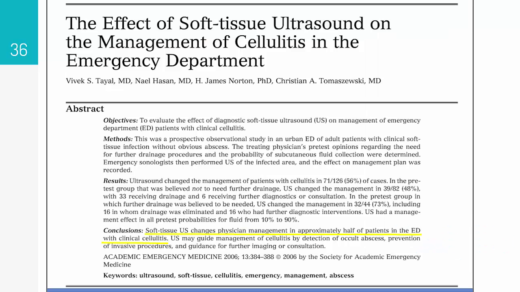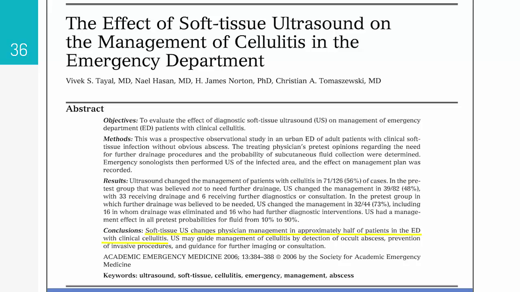Medicine has been diagnosing and treating soft tissue infections for years without the aid of ultrasound imaging, so why should we use ultrasound for soft tissue infections? Turns out evidence demonstrates that ultrasound guidance in cases of cellulitis led to a change in management of approximately half of emergency department patients in this study.